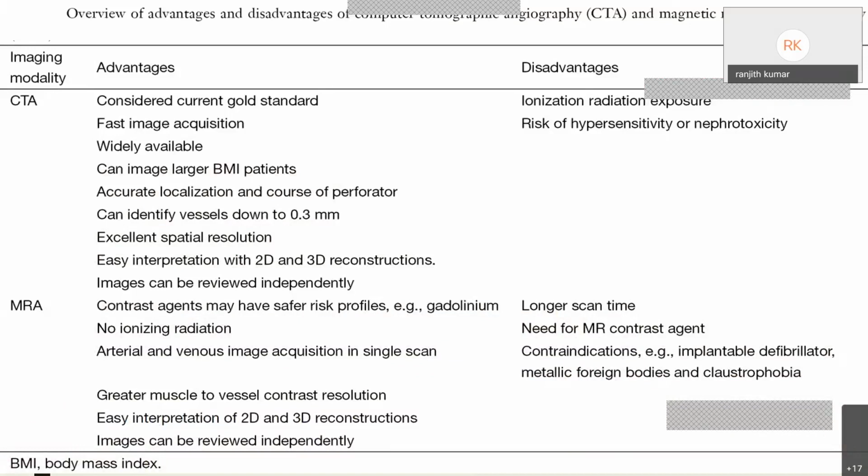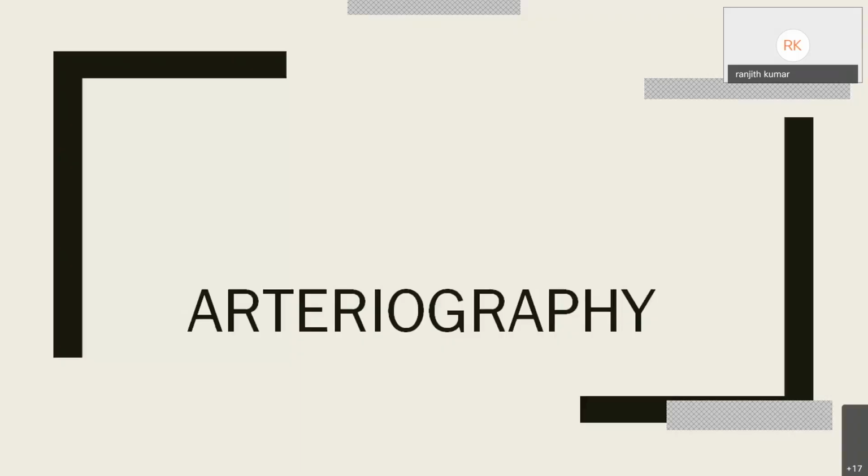And when coming to MRI, it has a safer risk profile, use of non-ionizing radiation, and both the arterial and venous image acquisition in a single scan. But the time is more in the case of MRI. And the disadvantages with the CT are longer ionizing radiation exposure, hypersensitivity, and contrast-induced nephropathy.